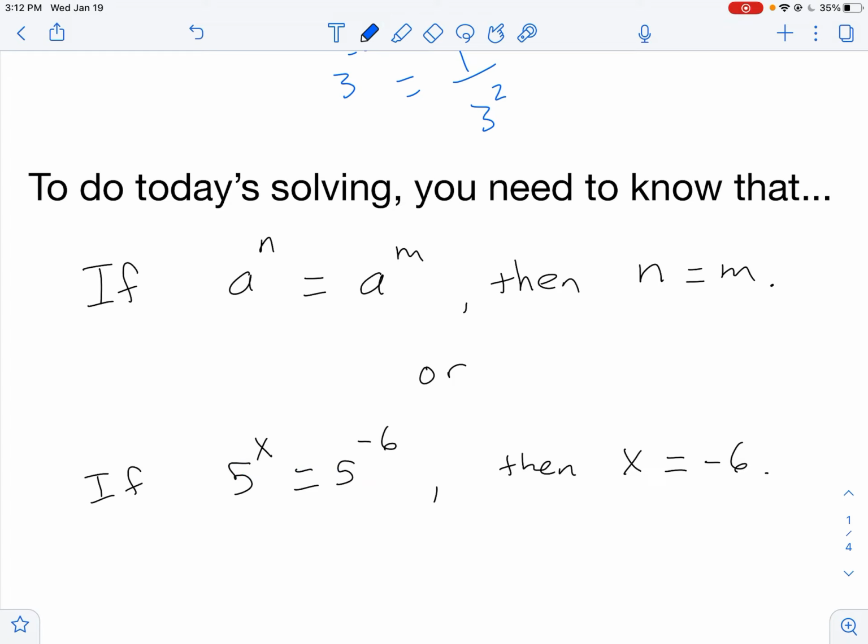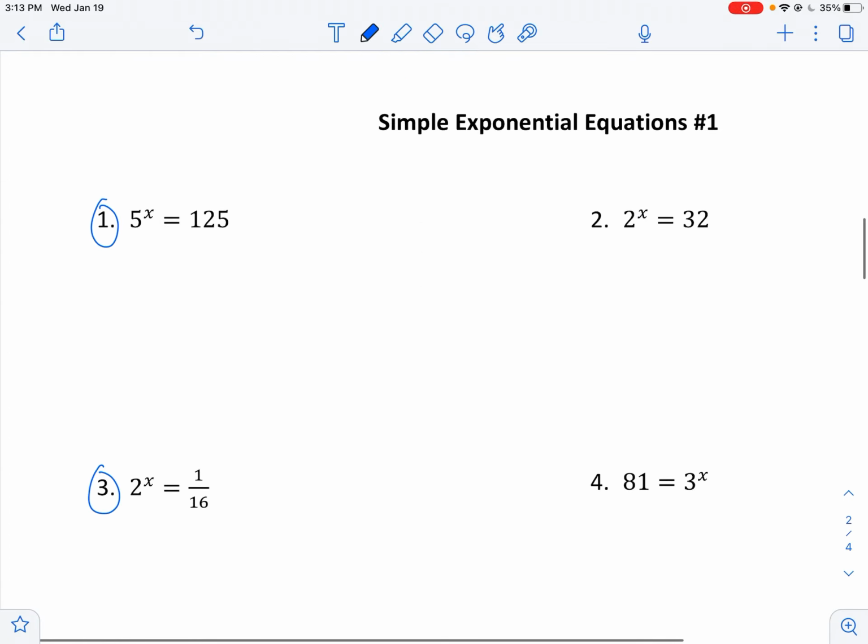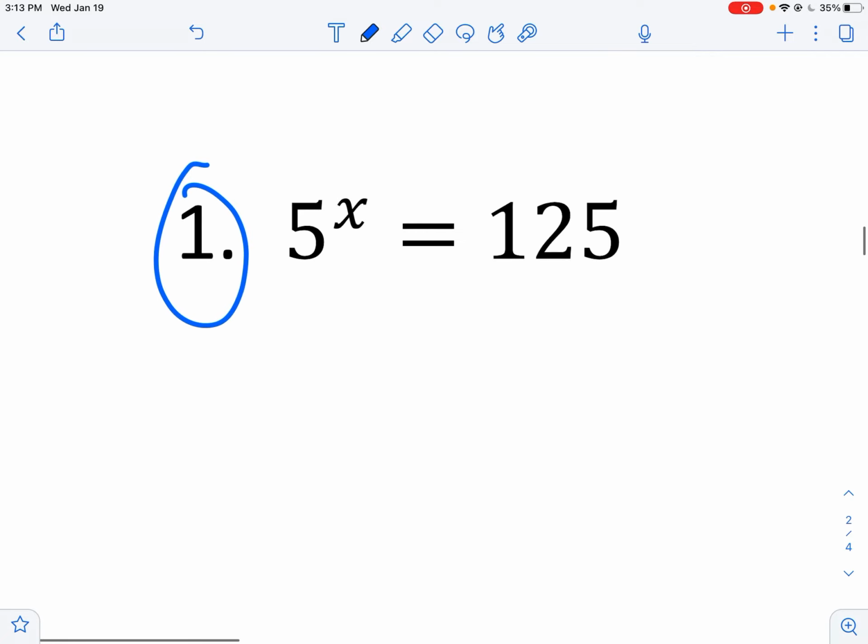And so that's what you're going to do. That's the end goal of every problem, is to try and make it look like this, and then you get rid of the bases, and you know what your x equals. So that's like the lesson. And so we're going to just do a few examples where we use that property to solve the equation. Remember, to solve is to find out what is the value for x. So let's look at number 1.